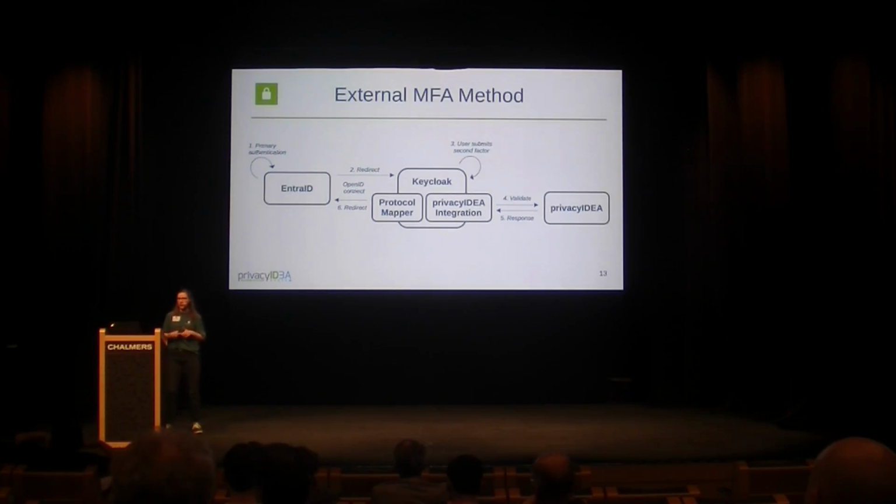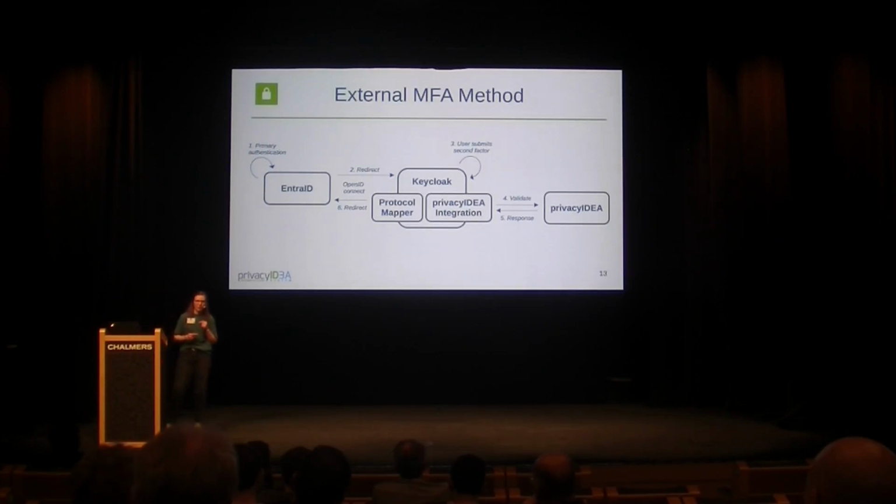Afterwards, the user is redirected to Keycloak, where the user submits a second factor, and then privacyIDEA will check these authentications and send an according response back to Keycloak, which will then convert it back into an OpenID Connect response. And we have additionally added there a protocol mapper to make this response be accepted by Entra ID. And then the user is hopefully successfully authenticated.